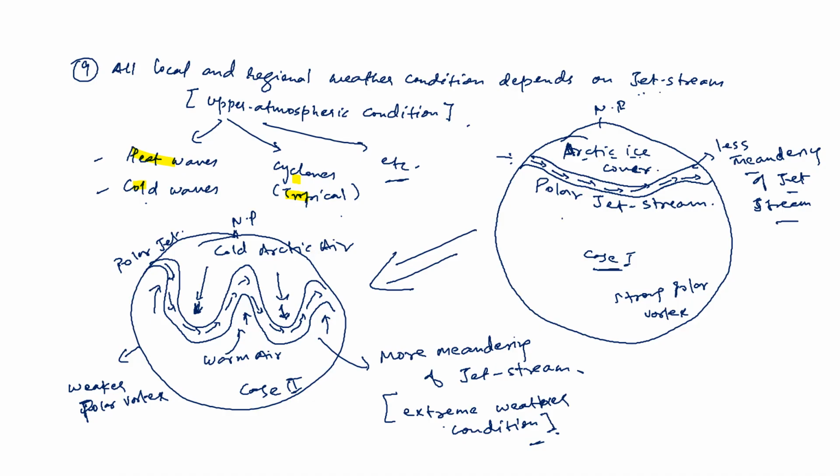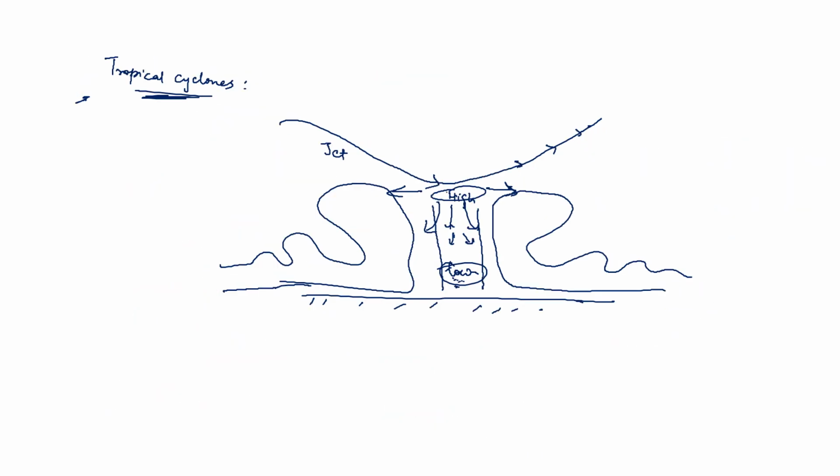Because of more meandering, the polar jet streams are allowing the polar vortex to become weaker and weaker. As a result, jet streams are getting what? More zigzag flow, and that is increasing the events of extreme weather. We can see the role in tropical cyclones also. So tropical cyclone incidents have been increasing and intensifying.